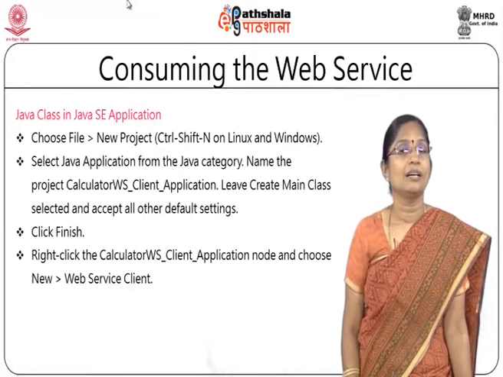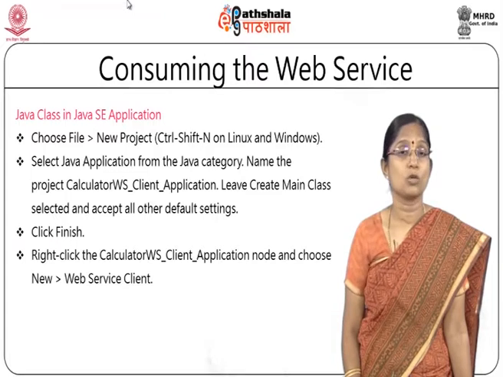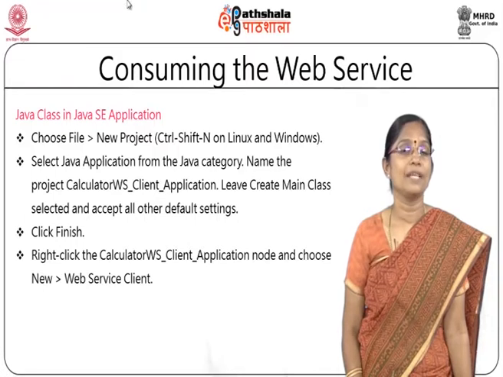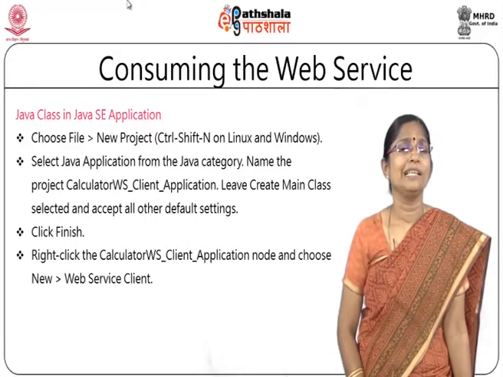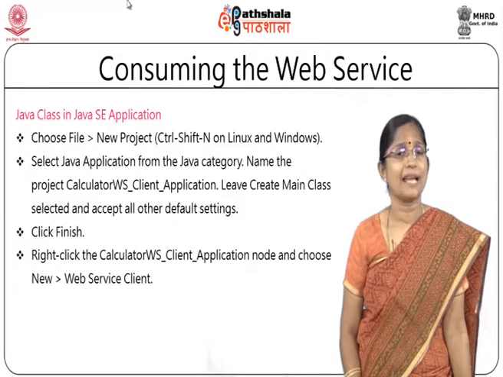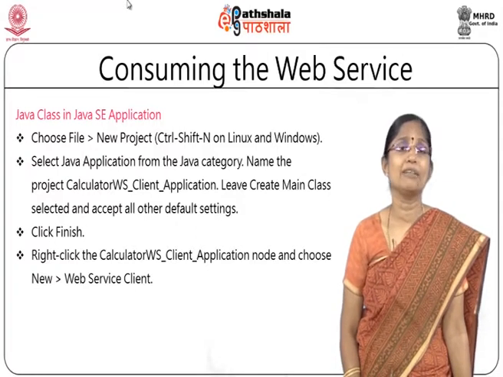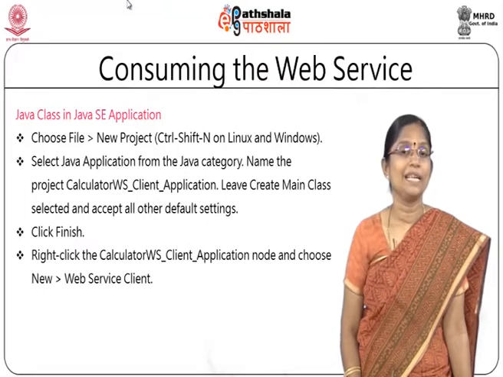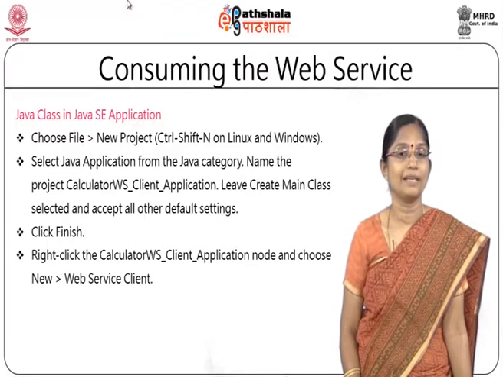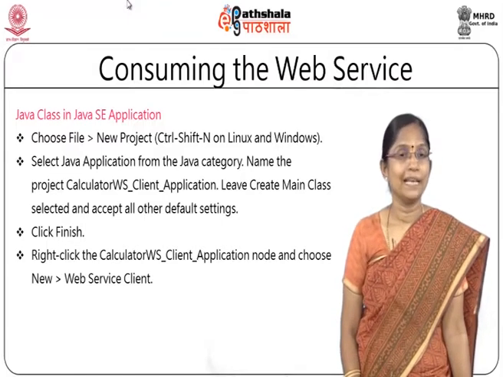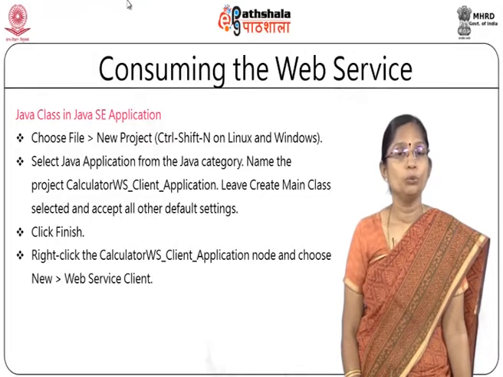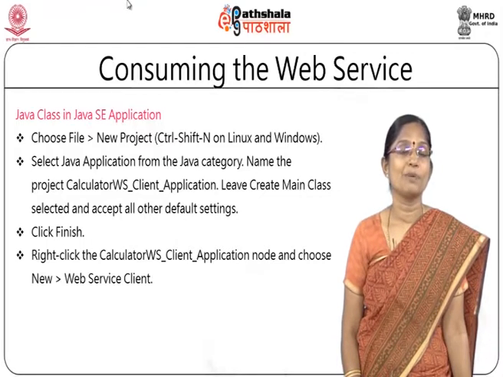Again you can name the project; the client project also has to be named. We can name the client project as calculator WS client application. You can leave all other default settings as they are, accept them and click finish. Now the project has been created. Once the client application node, called calculator WS client application, has been created, right click over it and choose new. In new, you can create a web service client.